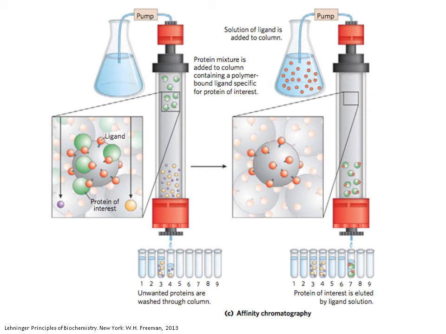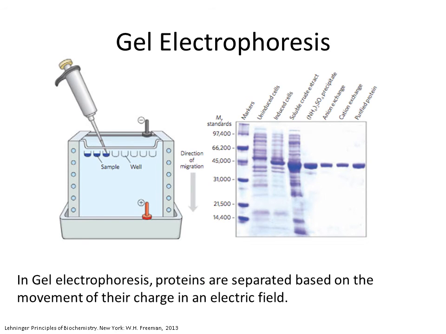The stationary phase in affinity chromatography are beads with covalently attached ligands that bind to a specific protein. As a protein mixture is passed through the column with a buffered mobile phase, the protein of interest binds and is retained within the column. Another way to purify proteins, although uncommon, is through electrophoresis. In gel electrophoresis, proteins are separated based on the movement of their charge in an electric field.